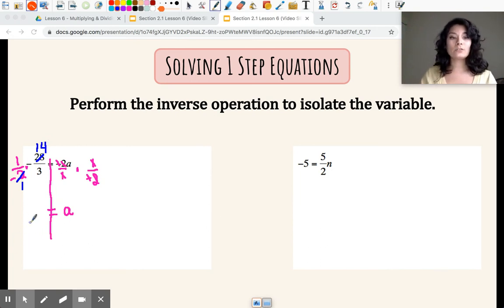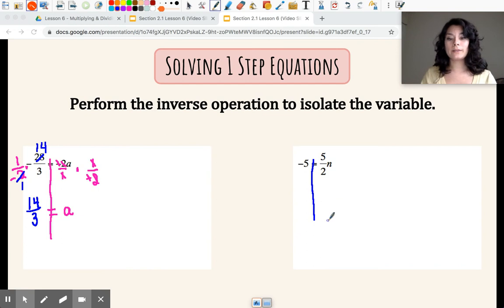The two negatives are going to cancel, leaving me with a positive when I multiply. My numerator, 1 times 14, gives me 14. 1 times 3 gives me 3, and there's my final answer. Again, you can write it as a mixed number, but you don't have to waste the time doing it.